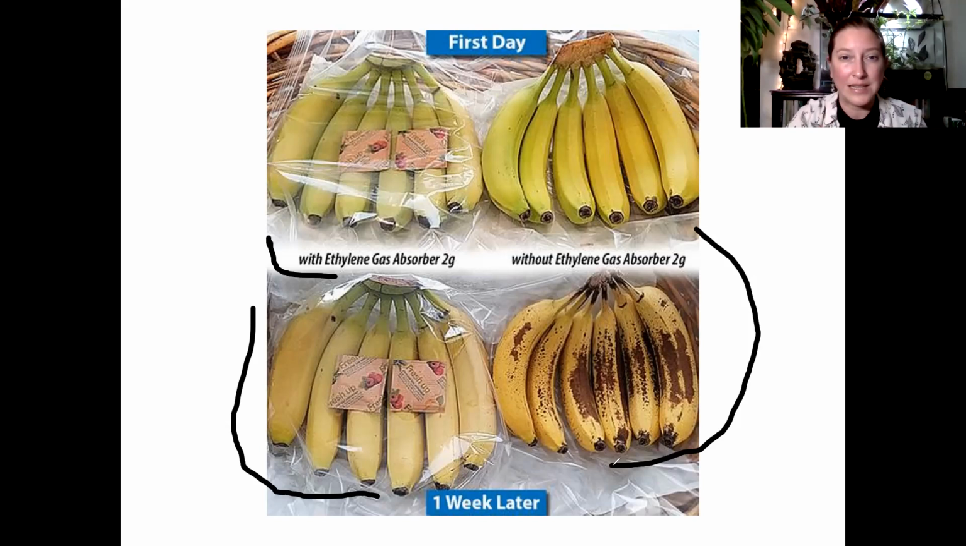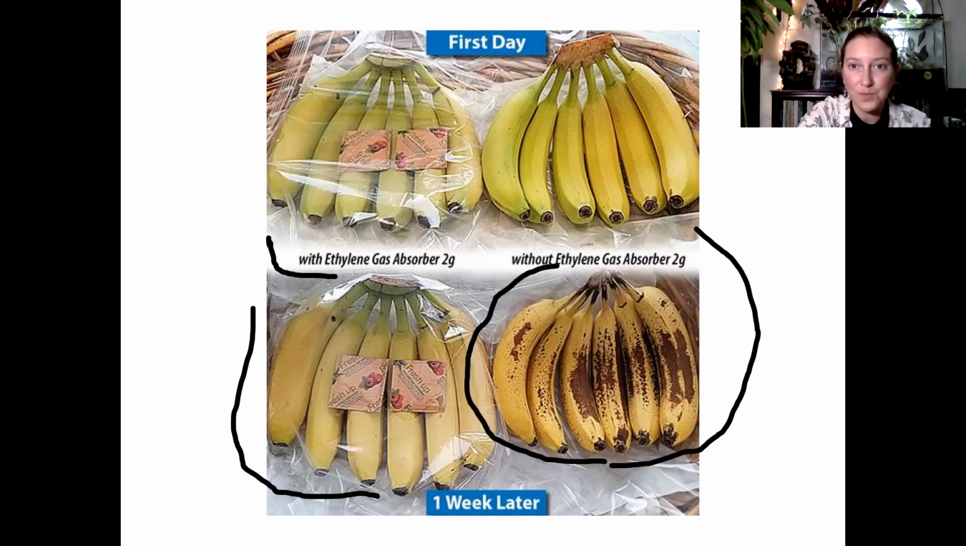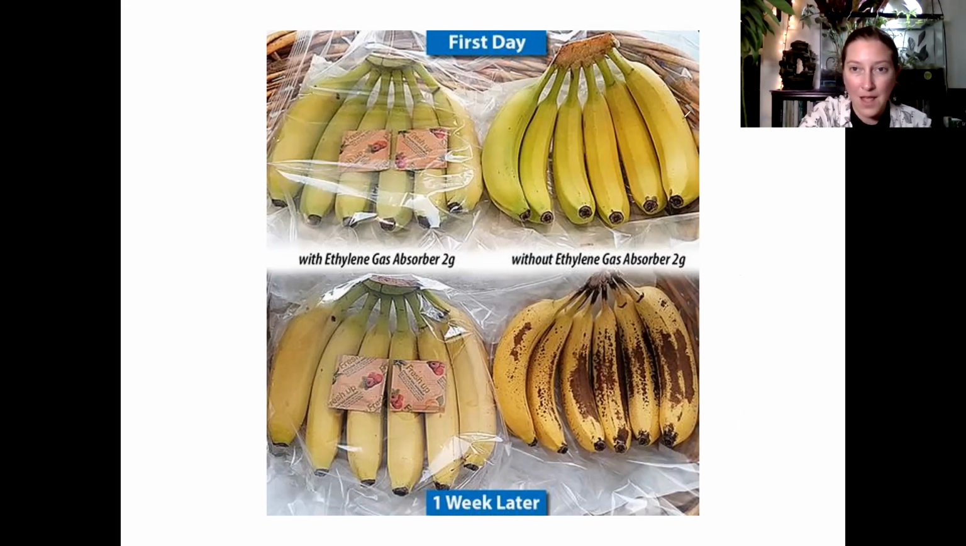So to be clear, it's the bananas that are producing the ethylene gas. They're making it themselves. If it accumulates around them, though, because ethylene gas promotes ripening, the bananas will get ripe. So using the packets allows you to transport them a little longer without them getting ripe right away, right? Okay.